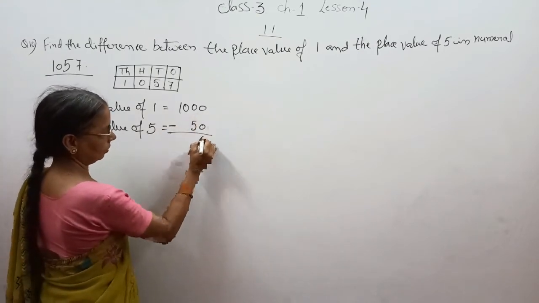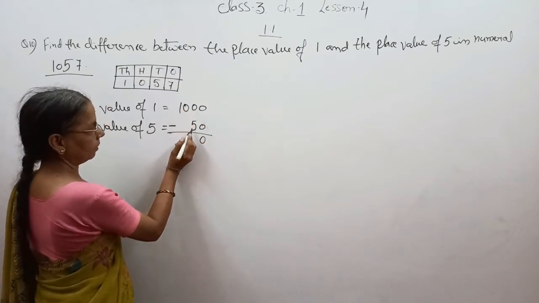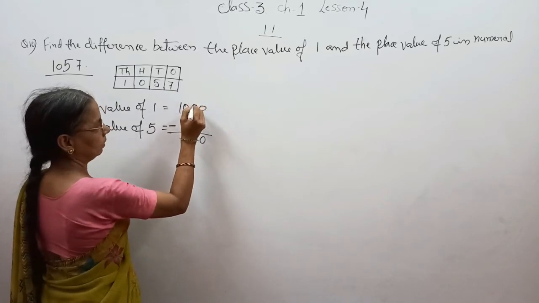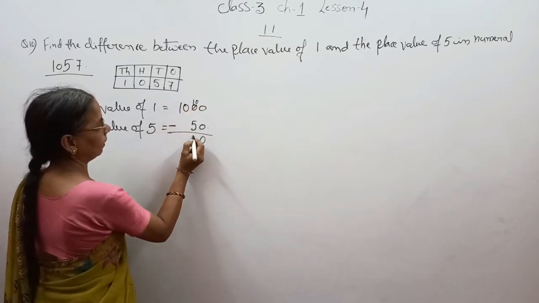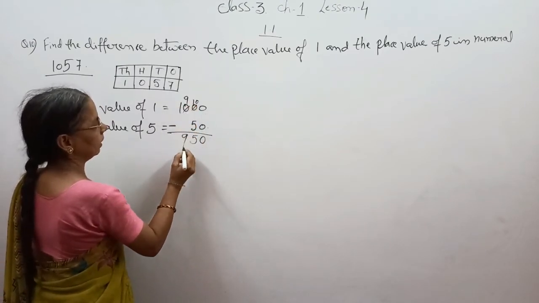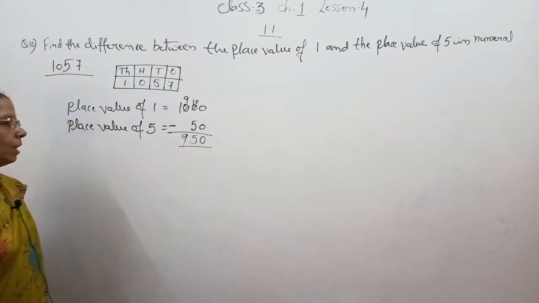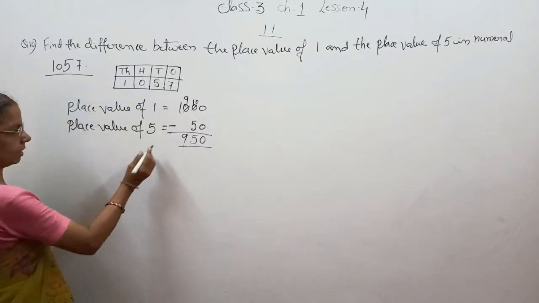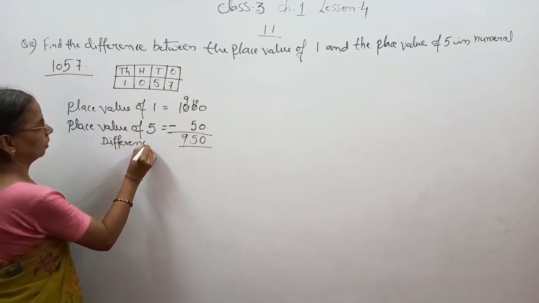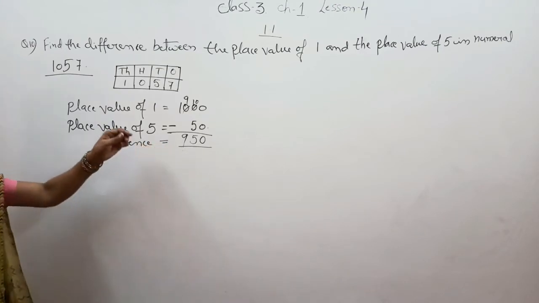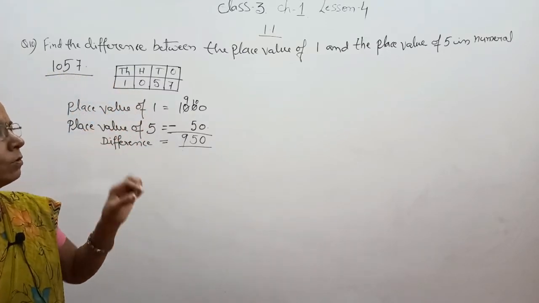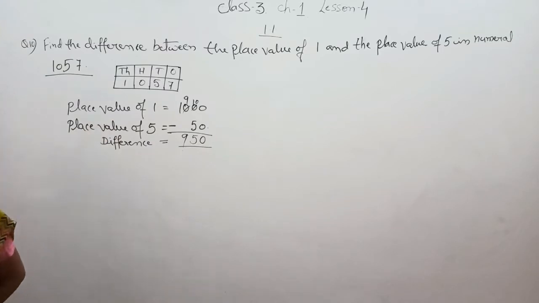0 minus 0, it is 0. 0 minus 5, it will not be subtracted. Then we have to borrow 1, that is 10. 10 minus 5, it is 5. Here we have 9. Here we get 950. The difference is 950. Like this, we have to find the difference between two numbers' place values in a single given number.